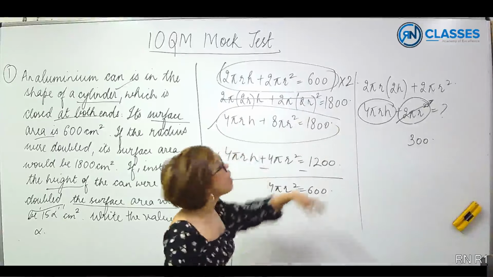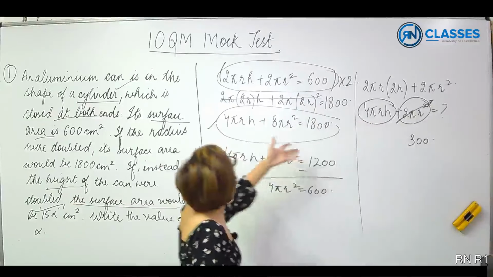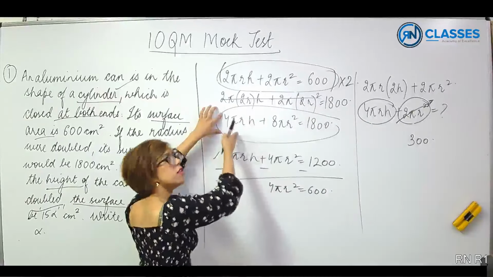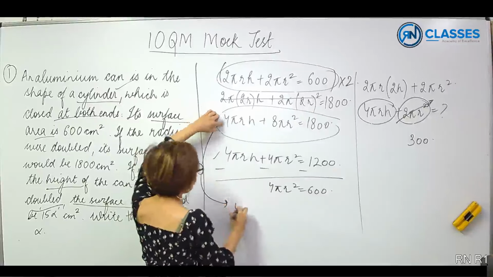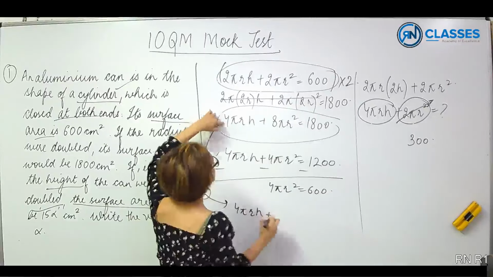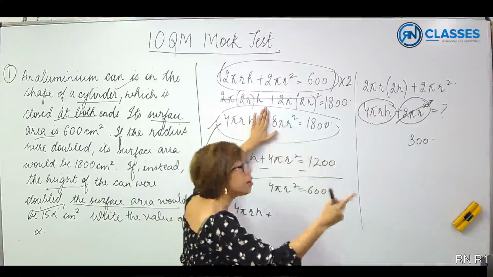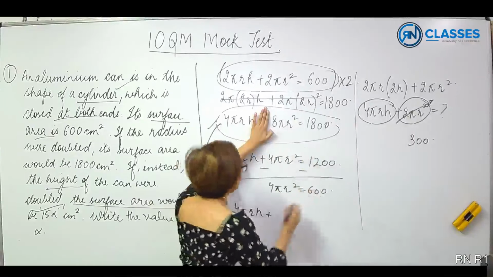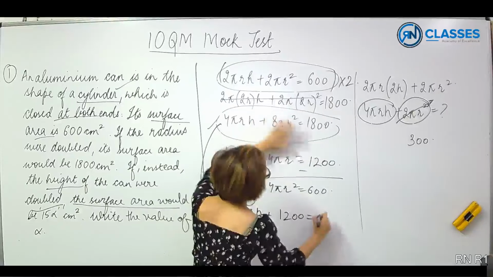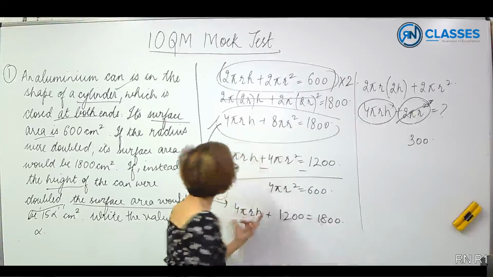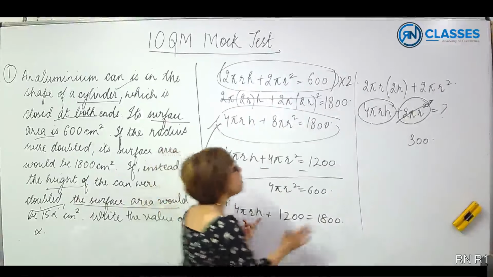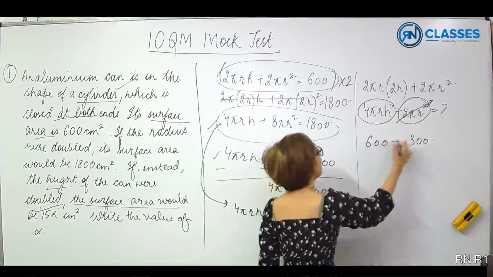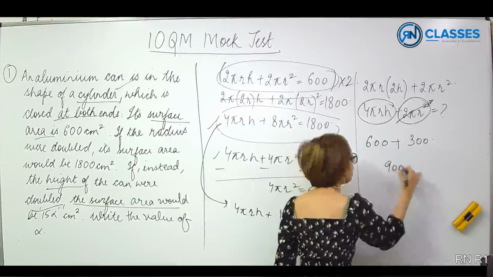Next, I want this value. Mind it, 4 pi r h. It's directly here, so use this equation. So 4 pi r h as it is plus 8 pi r square, which is equal to 1800. Now, 4 pi r square is 600. That means 8 pi r square, double of it, would be 1200. So you are getting the value of this also, which is nothing but 600. So in total, the answer is 900.